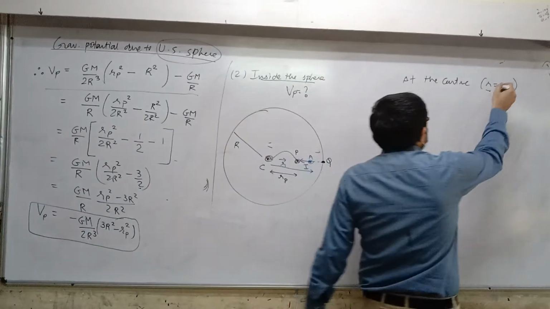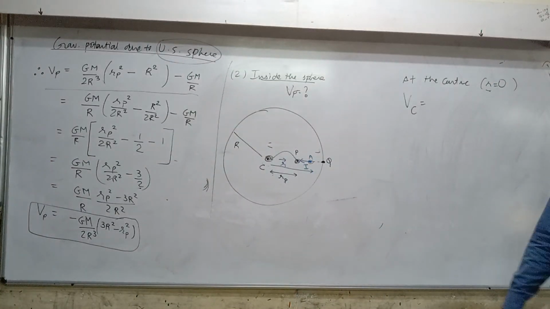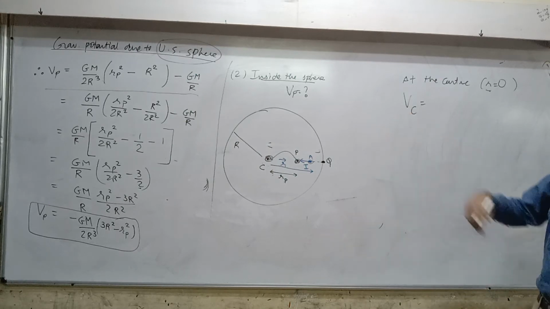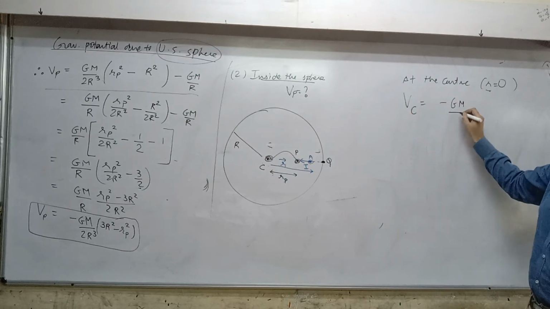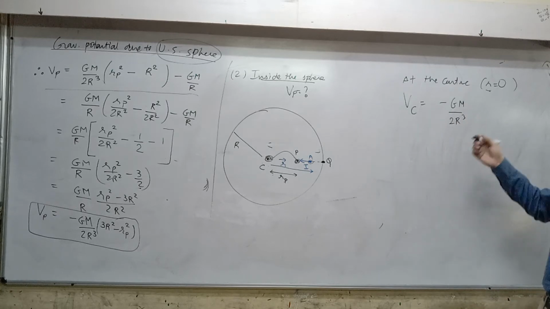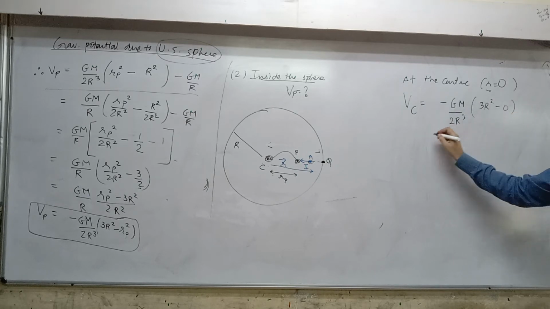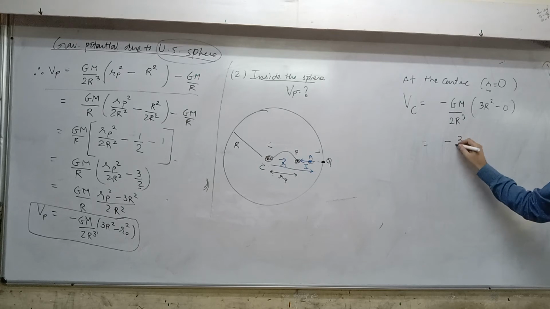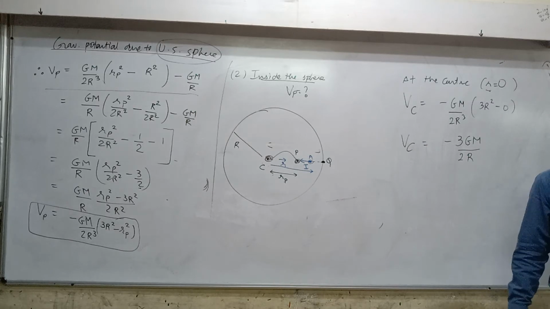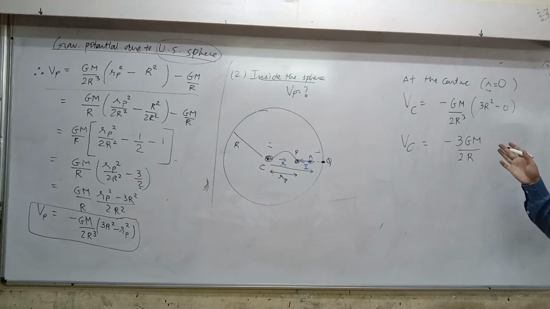So if we put r equal to 0 in that formula, because the center is inside the sphere, we get minus GM upon 2r cube, bracket, 3r square minus 0. So ultimately this gets cancelled, and you get minus 3GM by 2. The potential at the center becomes minus 3GM by 2. Take a look at that. You don't get GM by r or any such kind; there is an extra number 3 available. So please be careful with this.